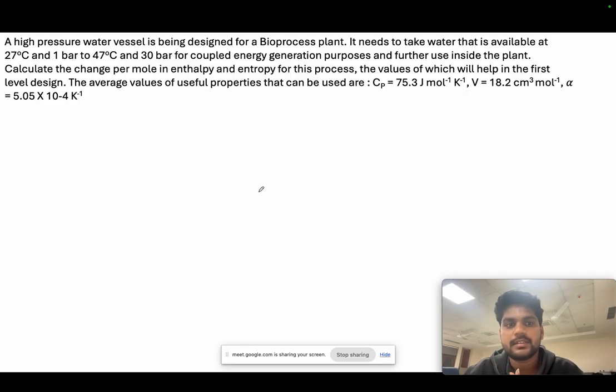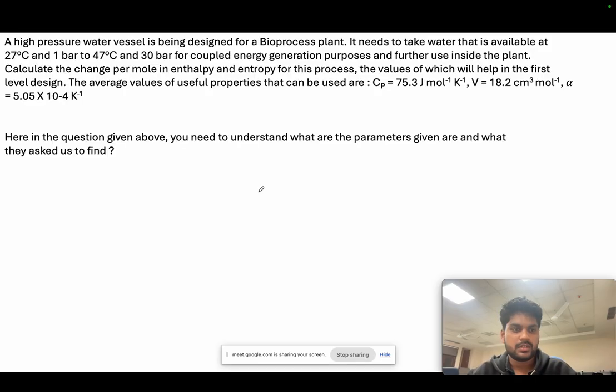This is one of the problems solved in the class by sir. Can you tell me what we are discussing here? In the question given above, you need to understand what parameters are given and what they ask us to find. What can you understand from this question? In thermodynamics, you need to break the question into pieces. Can you tell me what we have done here?